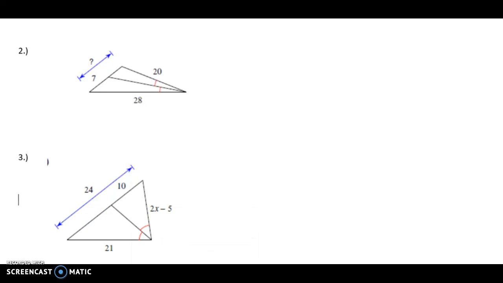All right, Unit 5, Lesson 4, we're looking at question number 2 and 3. And today's lesson was on what's called the angle bisector theorem. And the angle bisector theorem basically says that we end up with a proportion here.